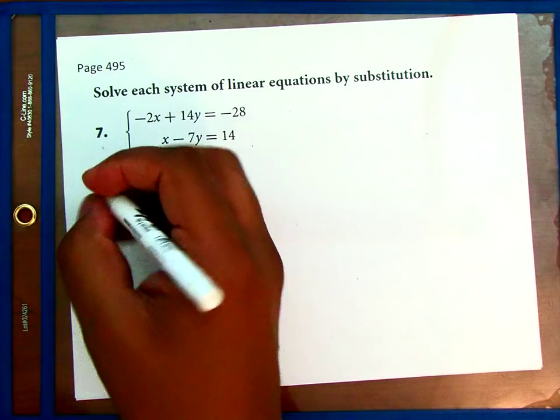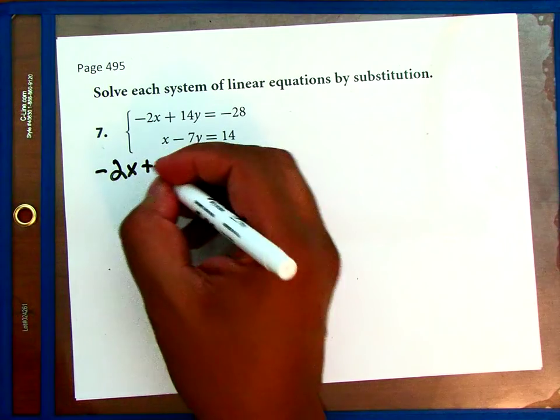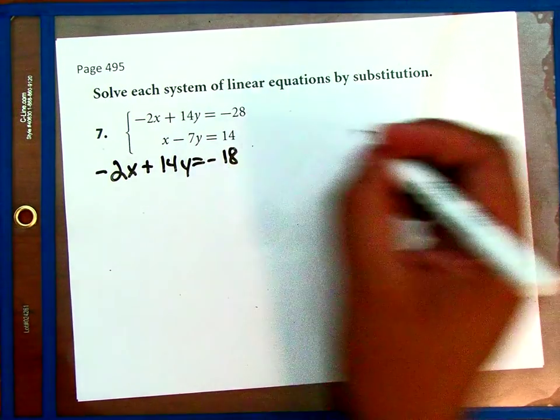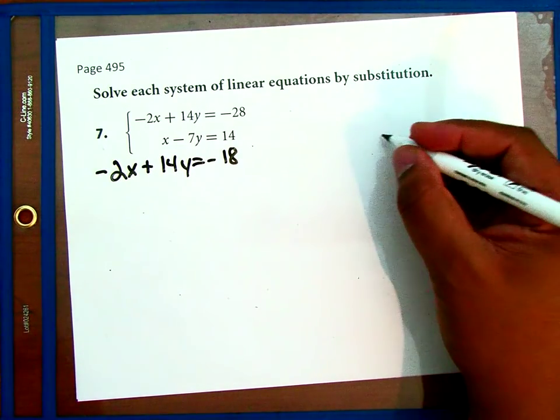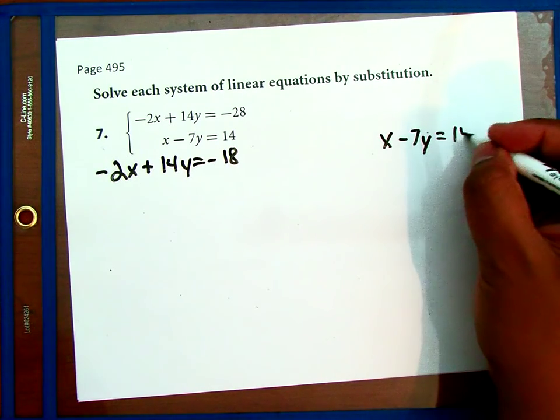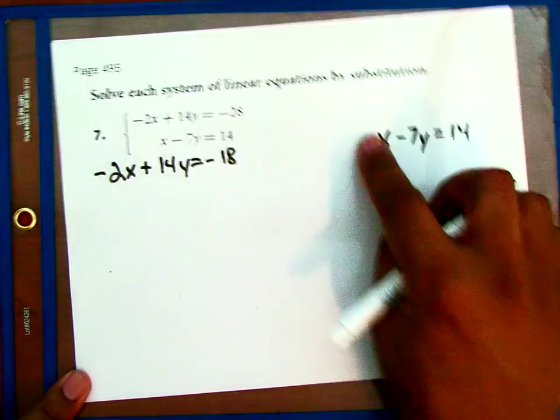So I'm going to write out both of these equations. I've got negative 2x plus 14y is equal to negative 18, and x minus 7y is equal to 14. So let me write that up here.